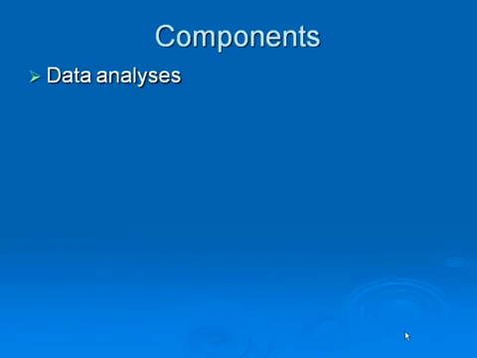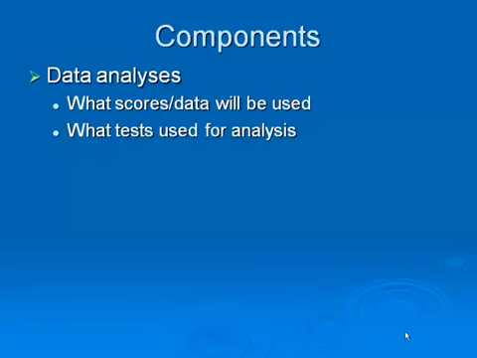And then instead of a results section, typically you have more of a data analysis section. Here you'll talk about what scores or data will be used, will be analyzed. So we'll evaluate people's average scores on the BDI-2 or whatever it is. And then what tests you're going to use for analysis. Analysis of variance will be used to blah, blah, blah. A Pearson correlation coefficient will be calculated to determine the relationship between blah, blah, blah. Whatever it is, you say what test you would use and what you're going to use it for.